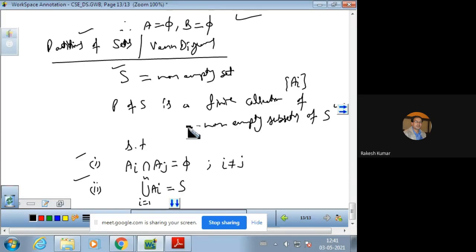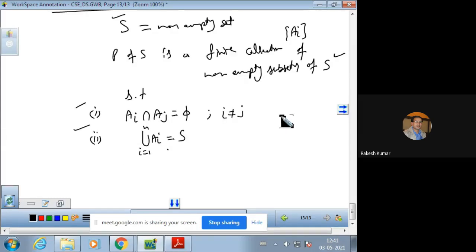Partition of a set S is actually a disjoint subdivision of this set S into non-empty sets. So the subsets in the partition are called cells. We can give you the example. Suppose we have this set S. Now you just see this is a set S.